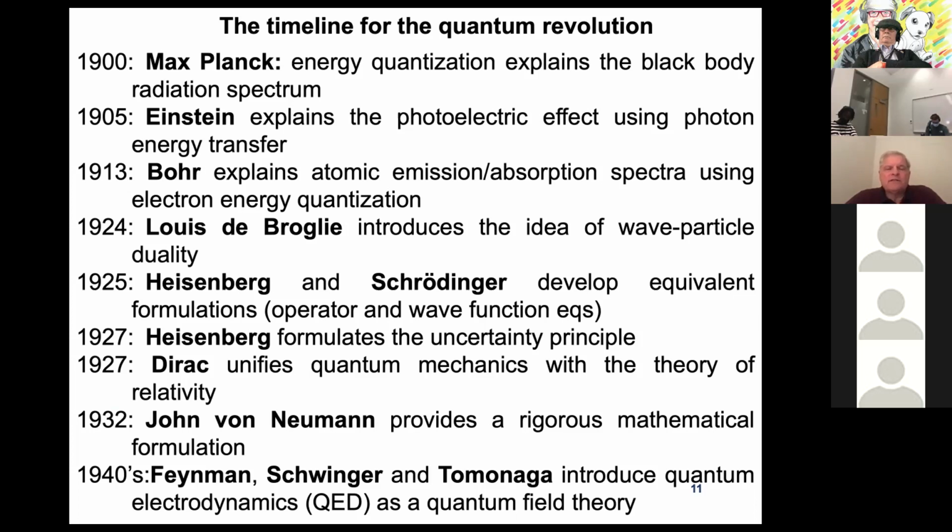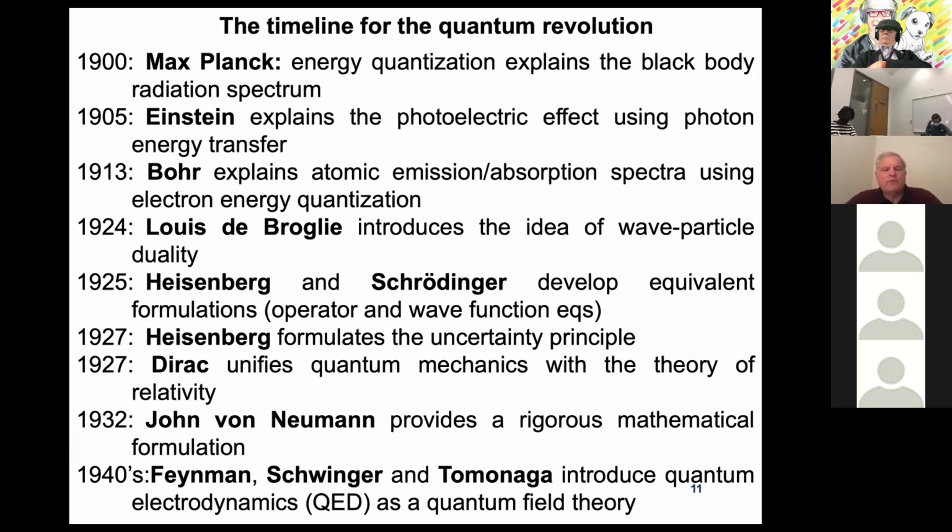And then 1927, Paul Dirac in England unified quantum mechanics with Einstein's special relativity. So he actually created relativistic quantum mechanics. And then 32, John von Neumann provided a rigorous mathematical formulation of quantum theory. And John von Neumann is also known as the father of modern computing, computer science, developed principles for computers.